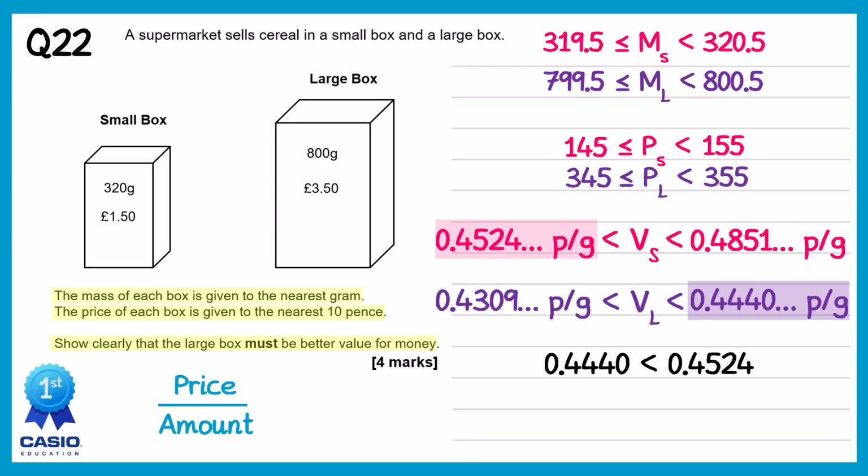It's worth noting two things in this question. Firstly, we didn't actually need to work out the other two numbers, 0.4851 and so on, and 0.4309 and so on. The two key ones are the ones that are highlighted. Secondly, there are many different ways of approaching this in terms of the calculations and numbers that you do. You don't have to do it in pence per gram. In fact, you could turn this calculation around and look for the amount divided by the price. I'm not going to run through all of the different examples for this, but as long as you make a similar comparison, you will be able to get all of the marks.